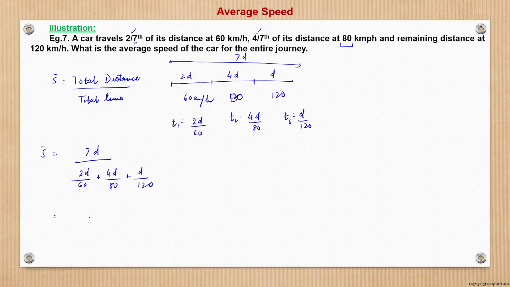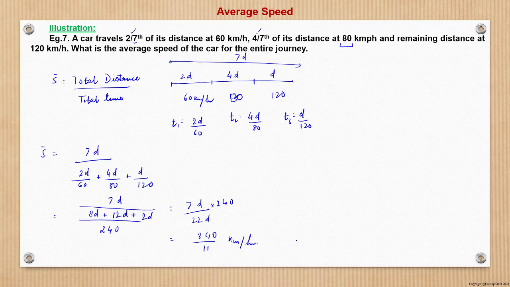Right? So here we'll take LCM, so that will be I think 240. So 4 times 2D... plus 3 times 4D plus 2 times D, and on top is 7D. So this becomes 7D upon 22D by 240, and 240 will go to the numerator. So basically this is 7 into 120 by 11. So 7 into 120 means 840 by 11 kilometer per hour is the average speed.